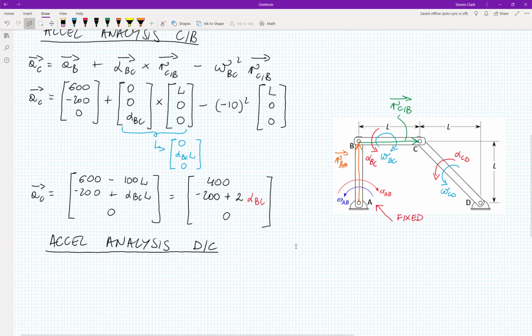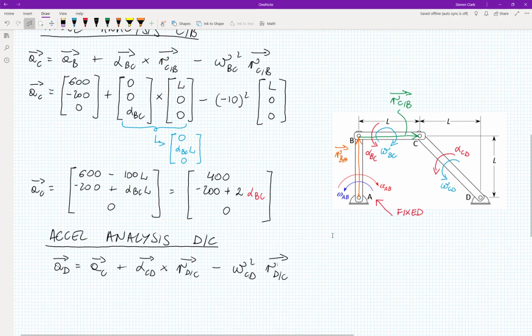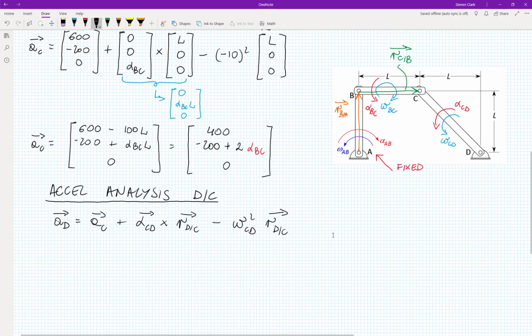So again, I will start with writing that magical equation from the previous board. This will be A_D is equal to A_C plus alpha_CD times r_DC minus omega_CD squared r_DC. Okay, and let's fill out that equation right now. So, question to you. What is the acceleration of A_D? Exactly. For the same reason as earlier, point D is fixed. So this guy is 0.